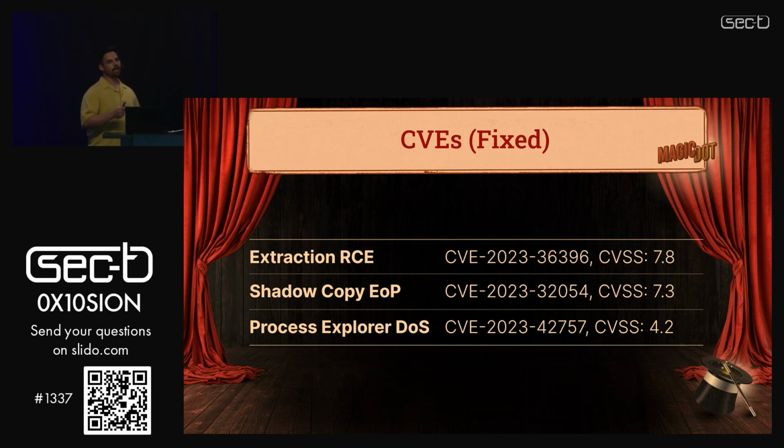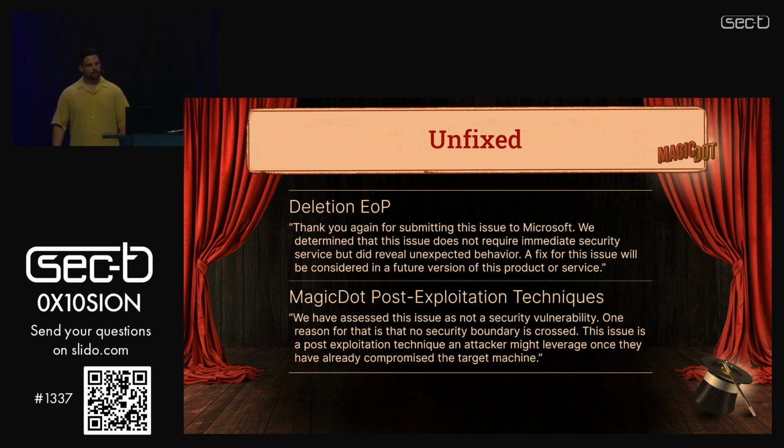So basically, Microsoft created these three CVEs for the RCE in the extraction mechanism, the elevation of privilege using the shadow copy, and denial of service in Process Explorer. They were all fixed, of course. Regarding the deletion elevation of privilege, Microsoft did confirm the behavior, but decided that this does not meet their severity bar. Hence, they're not going to fix it. They said maybe in the future.